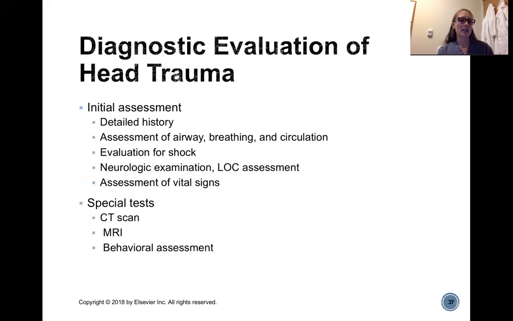So how are we going to evaluate a head trauma? A child comes in and we are going to do what? We are going to take a very detailed history. And again, airway, breathing, circulation. So even if we suspect something horrible, we still need a breathing child. That child still needs to have oxygenated blood to live. So we're going to make sure we have that. We want to assess for shock, and then we're going to start our neurological assessment.